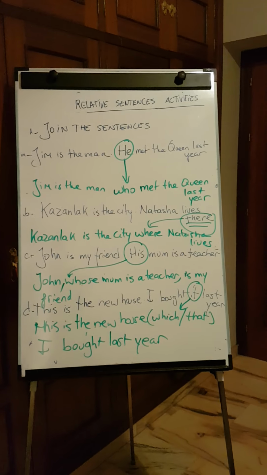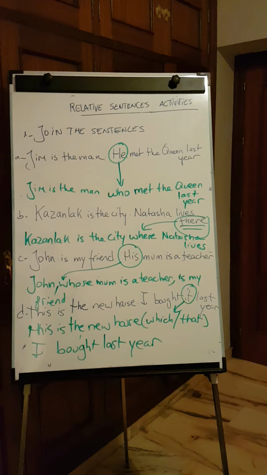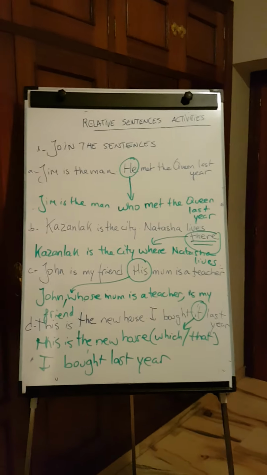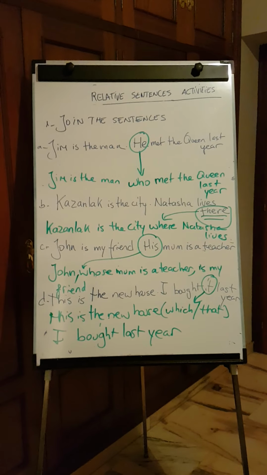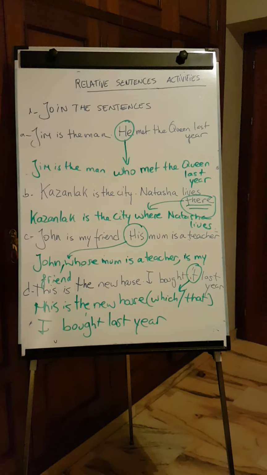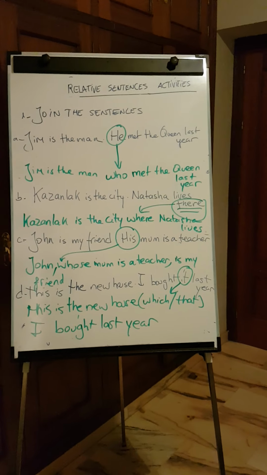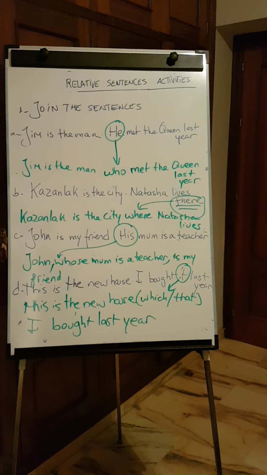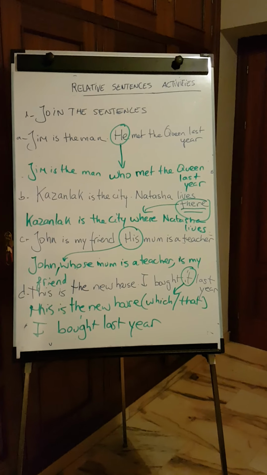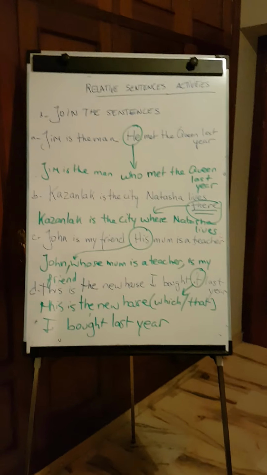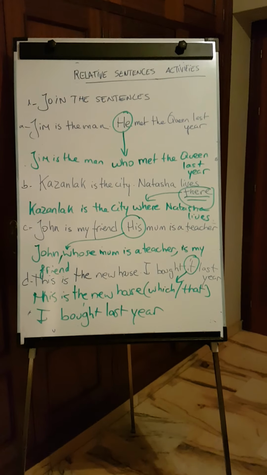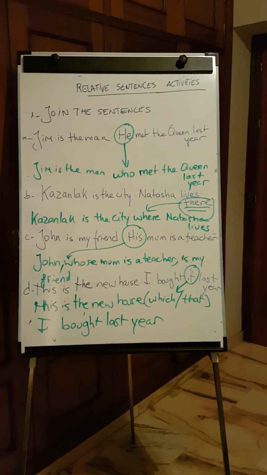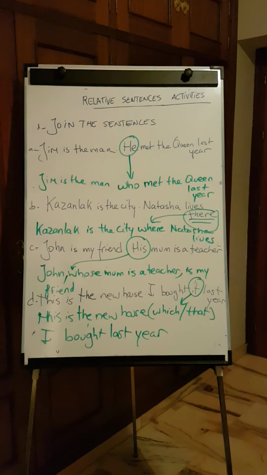Initially, you have: Jing is the man. He met the queen last year. My advice is that you first identify which word in the first two sentences is going to be replaced by the relative pronoun. Underline it or put a circle around it so that you won't commit the mistake of writing that word in your relative sentence. This is a typical mistake. So the new sentence will be: Jing is the man who met the queen last year.